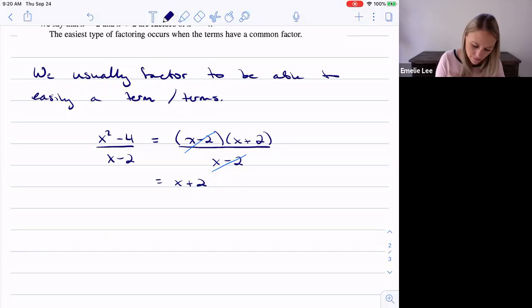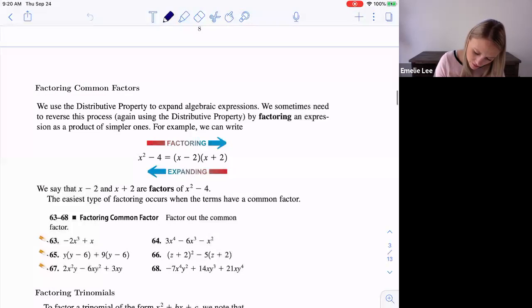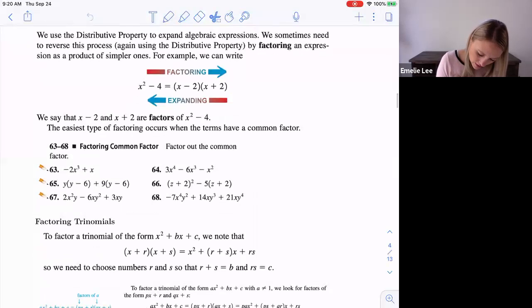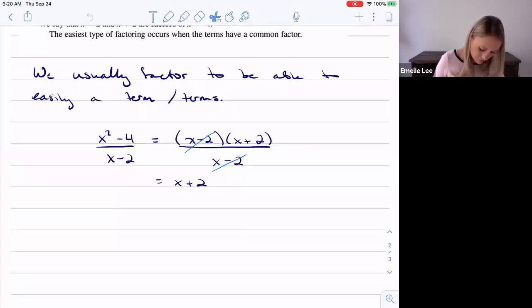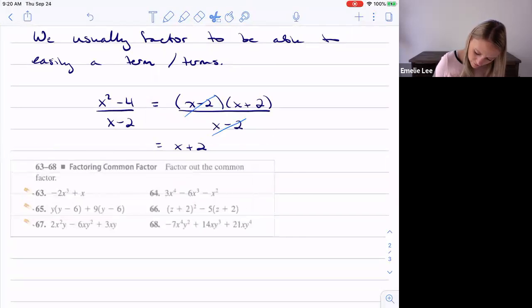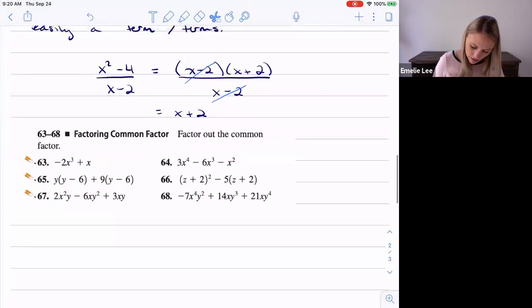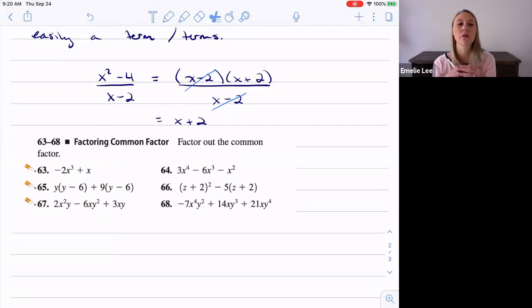Let's do an example. I'll go grab one. So the easiest way to do it is to just pull out a common factor. A common factor is a multiple of each term inside your polynomial. And then you kind of extract it. So you pull it out and you multiply it on the outside.